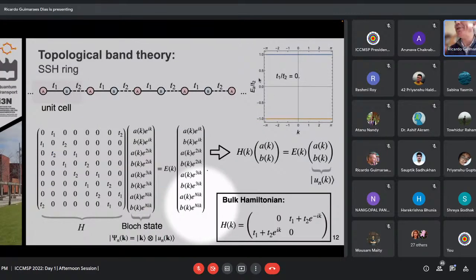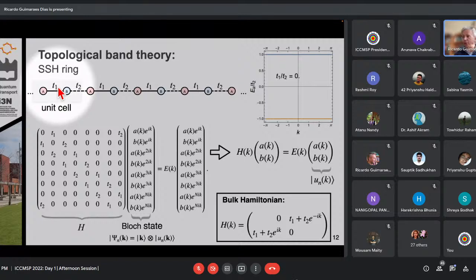So how is this relevant to topological insulators? Well, let's consider the most simple example of a topological insulator. The most simple example of a topological insulator is the SSH ring, okay? Or the SSH chain, if you want. The SSH chain is a 1D system with alternating hopping terms, or alternating hopping constants. T1, T2, T1, T2, T1, T2, and so on. So it has a unit cell with two sites, okay?